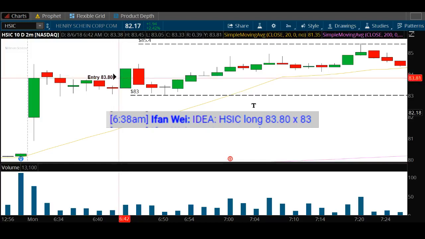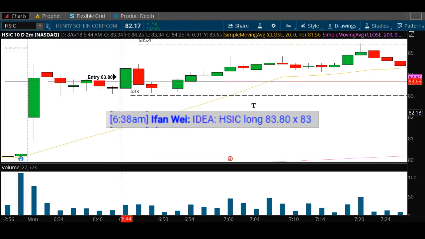So that means once it breaks 83.80, that's when you want to be entering. Okay, and then if it takes out 83, that's where your stop will be. So it's an 80-cent stop. You want to size your shares for your R unit for 80 cents.